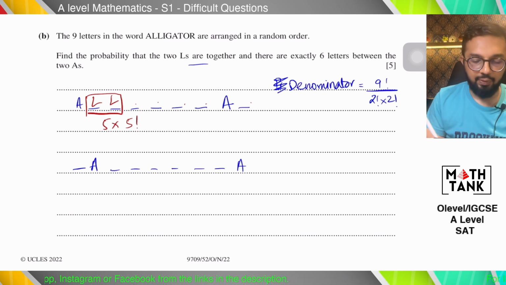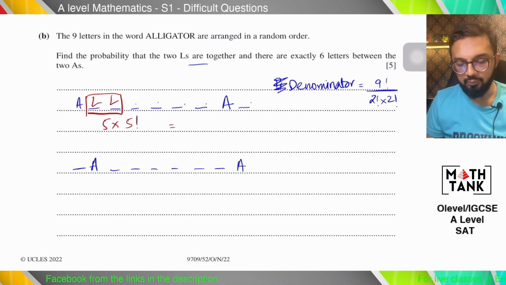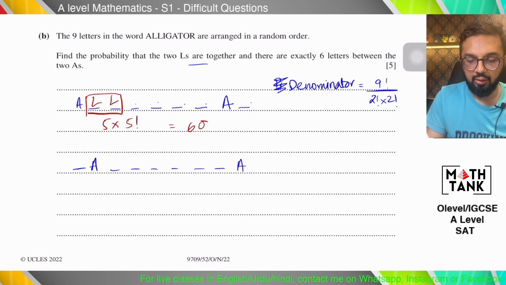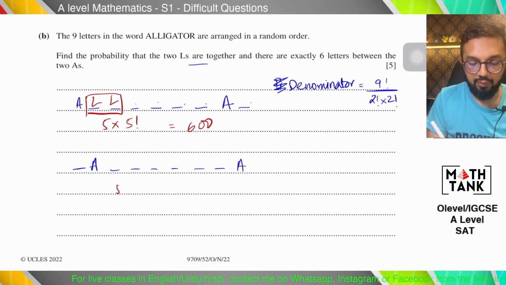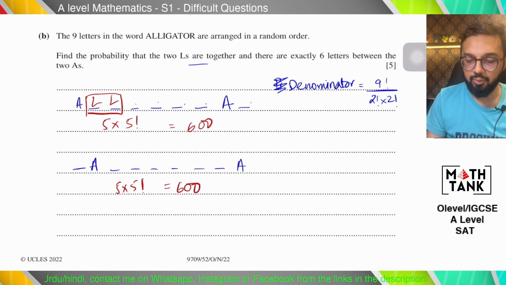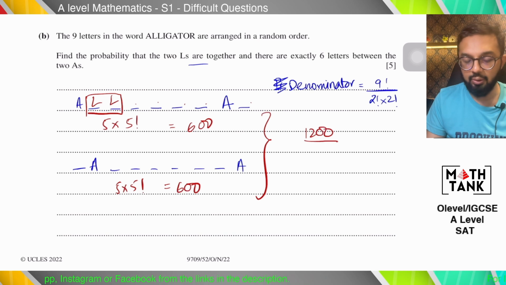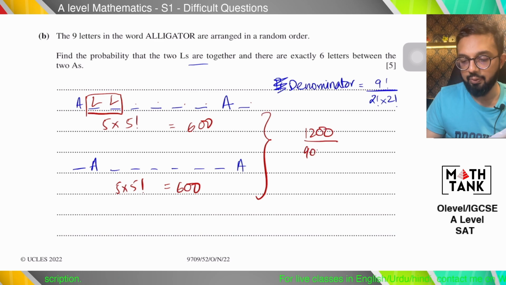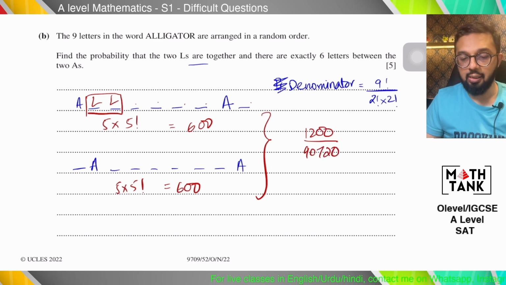Okay, so what's 5 into 5 factorial? Let's try to do that. 5 into 5 factorial. That gives me 600. So that would be a similar case here as well, 5 into 5 factorial, and that would also give me 600. So I get a total of 1200, and my denominator is 9 factorial over 2 factorial. I didn't calculate that, so let's quickly calculate that. That's 90720. And that is the correct answer.